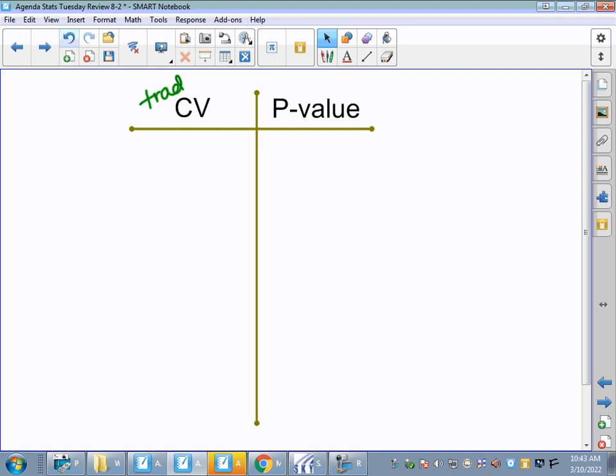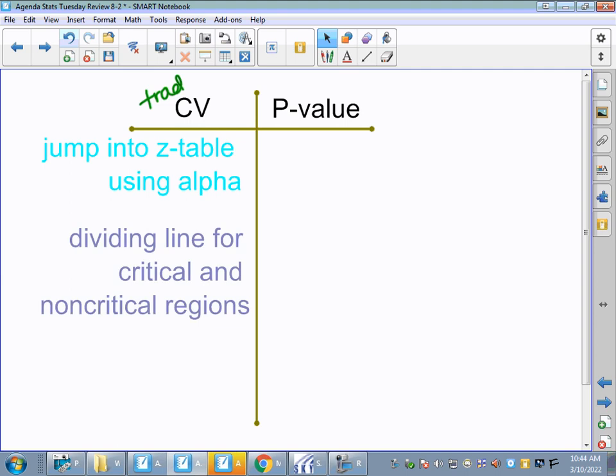So in order to get our critical value, remember we jump into the z-table using our alpha. So we go in 0.500, search for it. If it's in between, you got all this. Remember that critical value is the dividing line for the shaded critical region or rejection region and the non-critical, non-shaded, non-rejection region. And we compare that critical value to the test statistic.